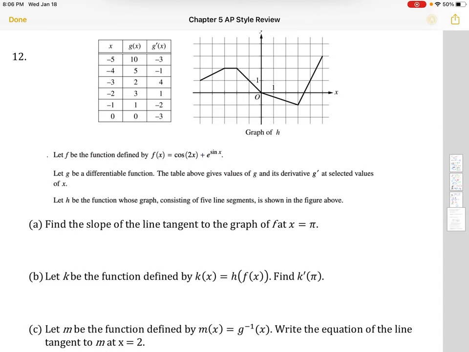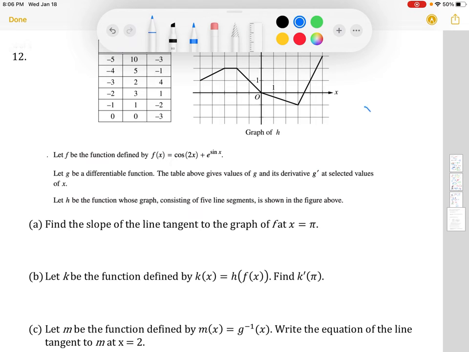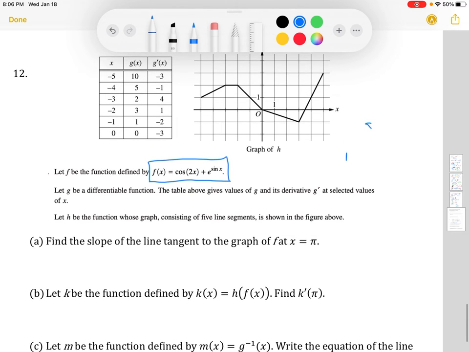All right, so number 12, got a lot going on here. It says that the function f is a given function, letter g comes from the table, and letter h function comes from the graph. So we got three separate functions all going on at the same time here, just so we can process each question. F of x comes from the box, g comes from the table, and h comes from the graph.